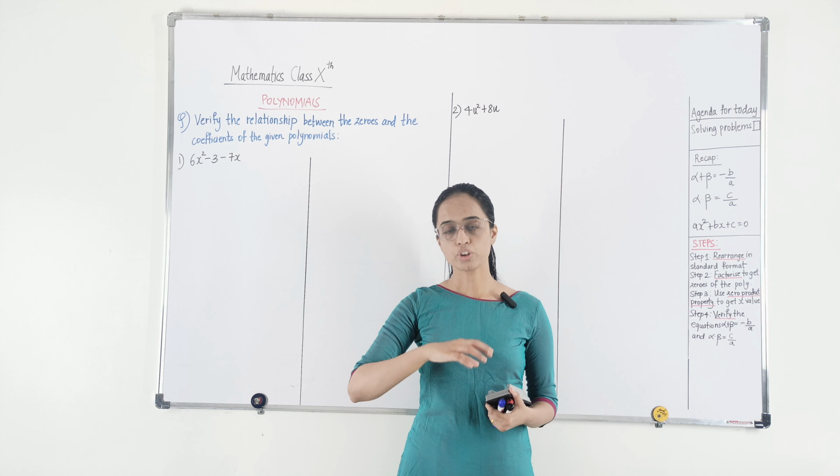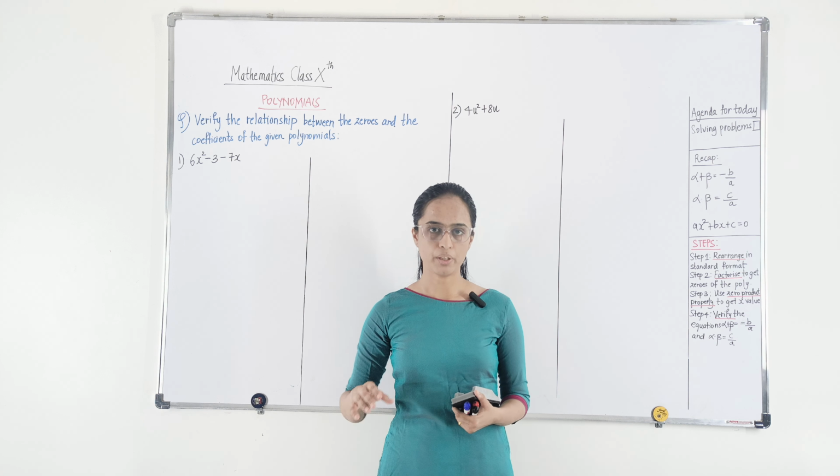Now let's start. The first question is 6x square minus 3 minus 7x. I want you all to observe this and conclude whether this is in the standard form or not. If you compare it with the standard form, as I have told you, the powers of the variables are always in the descending order, that is from the highest power to the lowest power, and the constant term would be at the last.